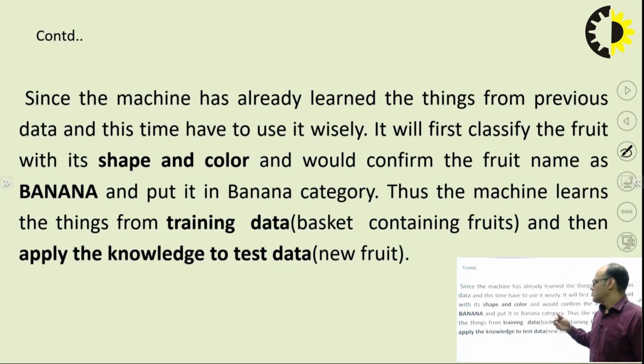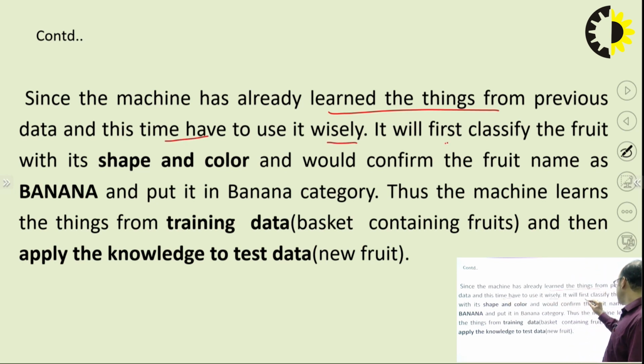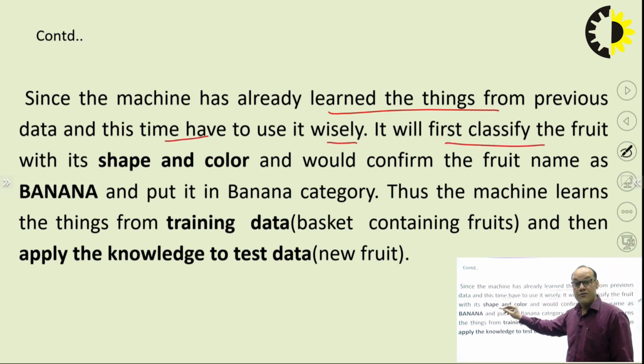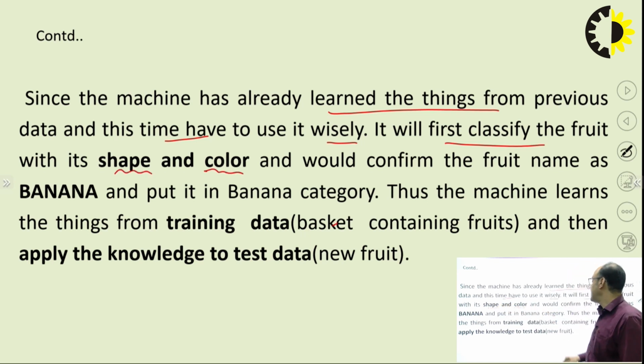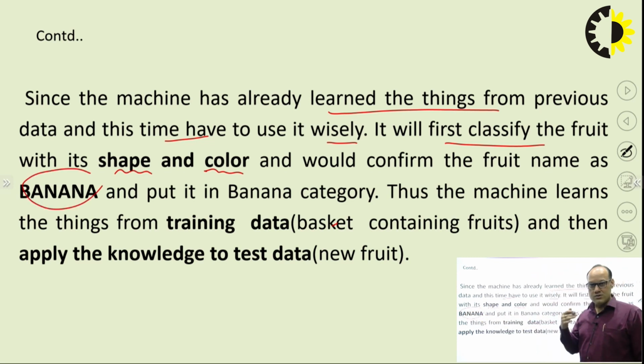Since the machine has already learned from previous data, this time we will use it wisely. Firstly, we will classify the fruit. How will we classify it? With the help of shape and color, right? With the shape and color, it will confirm that that fruit is a banana, right? So this is how firstly we give the training, and then the machine will learn and predict.